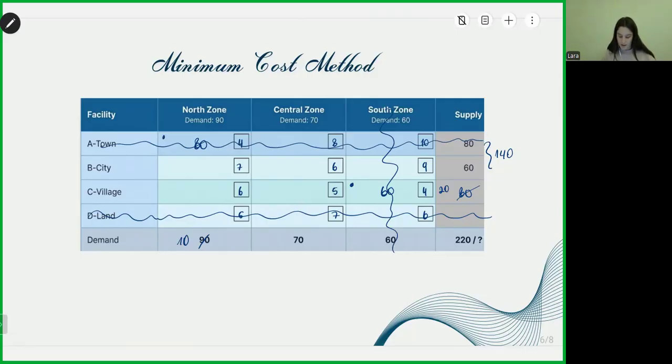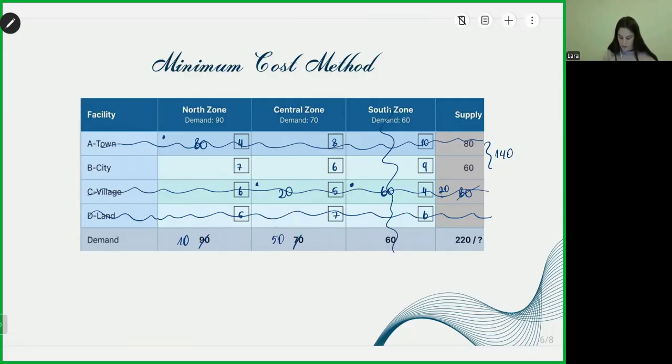Okay, so the next one, I see a 5, 6, and a 7. 5 is less than the others, so I'm going to go there, here. So 20 and 70. Here I can supply 20, because 20 is less than 70. And then I can cross this one out. And I have 6 and 7.